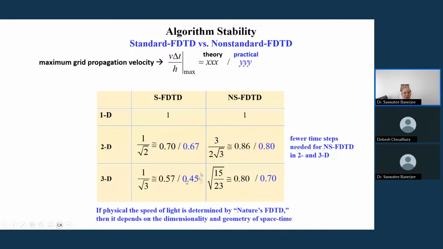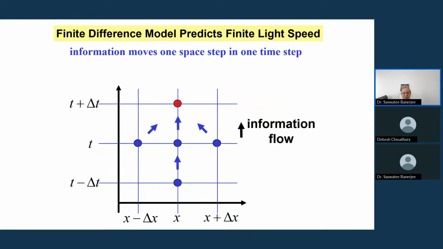In 3 dimensions, it's even more dramatic. Here the practical speed limit is 0.45. Here the practical speed limit is 0.7. So again, you can go faster and you also have this higher accuracy.